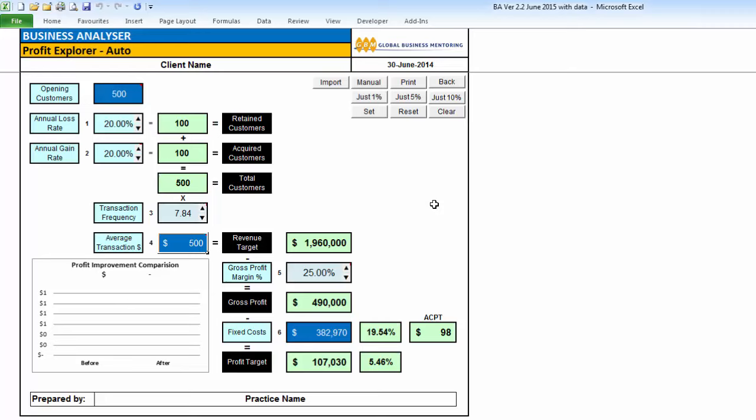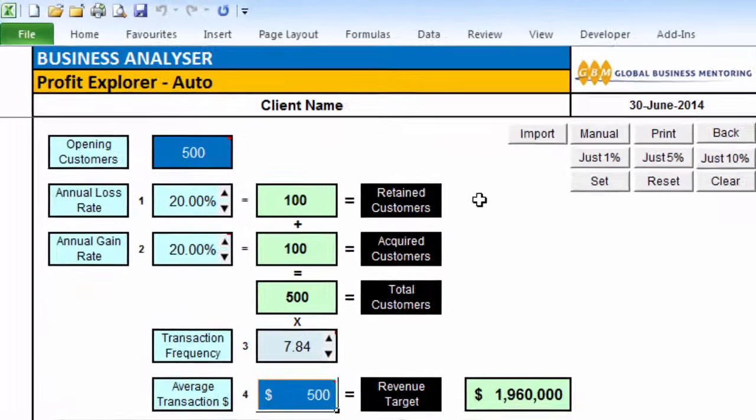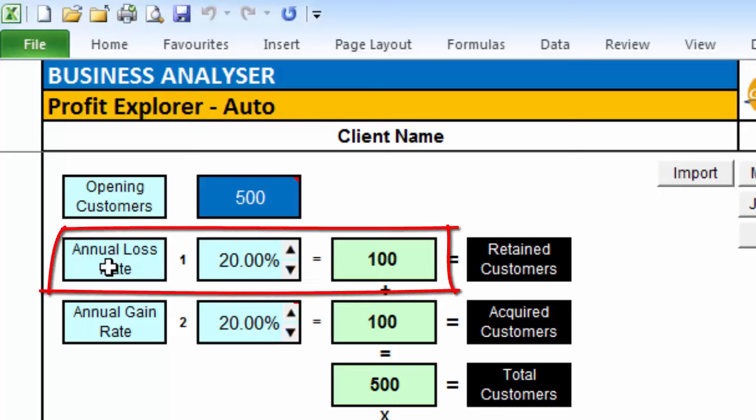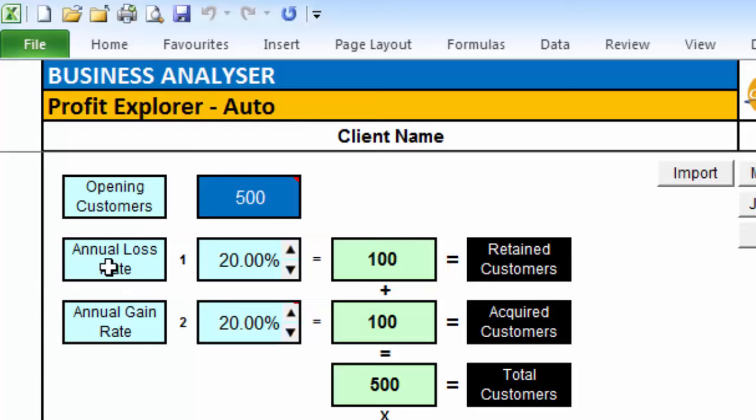And what this does, it provides us with a starting point to develop profit improvement strategies for a particular business. It has provided us with, in the top left-hand corner, the opening customer numbers. And then we have opportunity to determine the loss rate of customers, which occurs in any business every year. And this has got a default value of 20%, or 1/5 of customers will cease to buy in the coming 12 months. Similarly, underneath that is the annual gain rate, and it has a default setting of 20%. And that means that our customer numbers have remained static for the year until we choose otherwise.